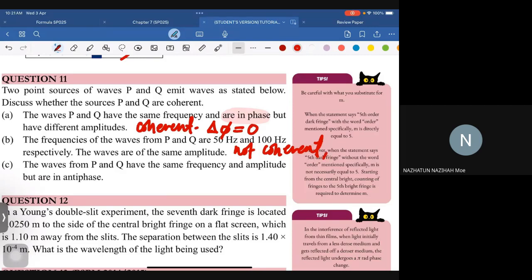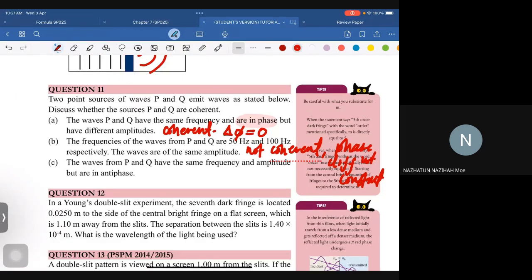And then since they are not in the same frequency, you can say that the phase difference is not constant. How do I write that? Paksa tulis ayat lah. Phase difference not constant.